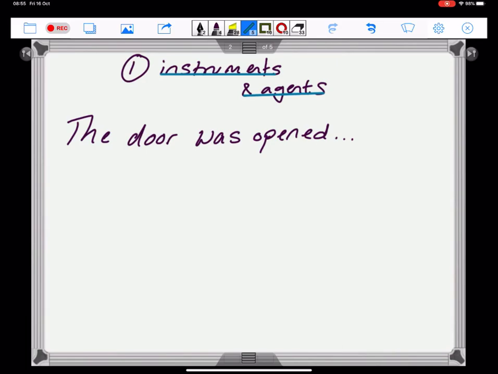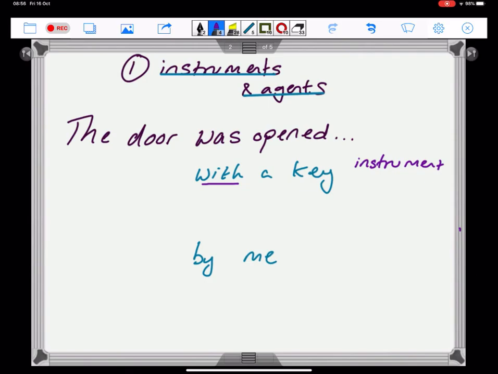I've given you an example sentence, the door was opened. This could be completed in at least two ways. You could say, with a key, or you could say, by me. In these examples, with a key is giving you the instrument that was used to open the door. By me gives you the agent, the person who did it.